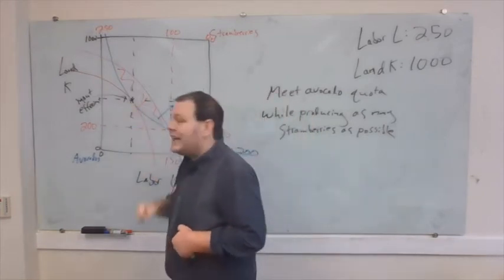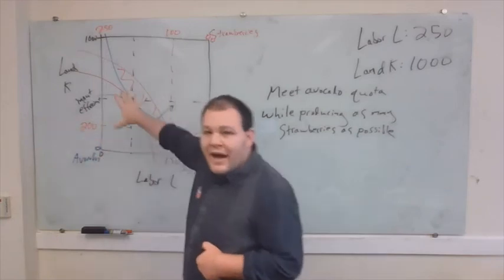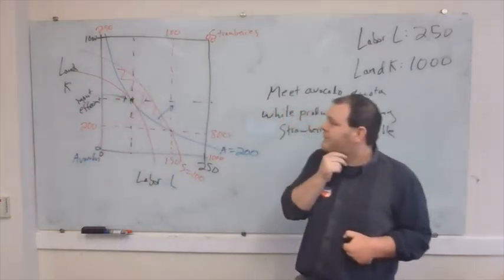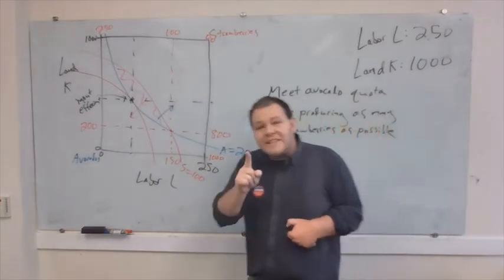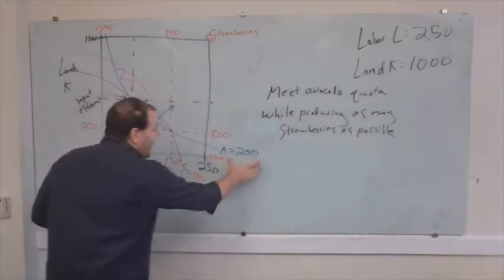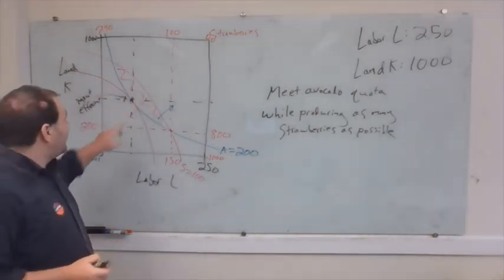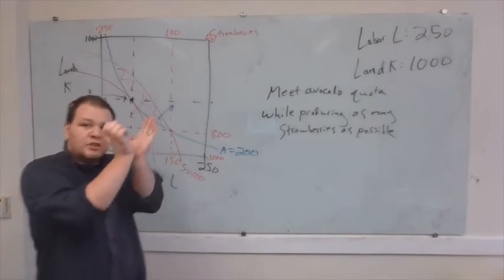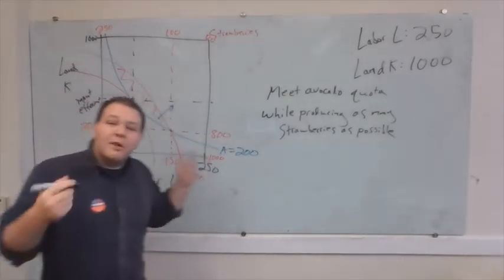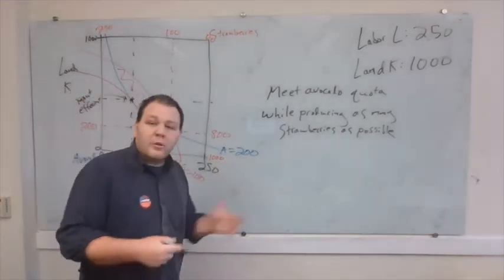Is this the only input efficient allocation of labor and land to the avocado and strawberry industries? Think about that for a second. So I'm going to say this is the only input efficient way of growing exactly 200 pounds of avocados, right? This is the only option where our isoquants just barely kiss and don't overlap at all. But it's not the only input efficient way of growing avocados and strawberries, right? We picked 200 at random.